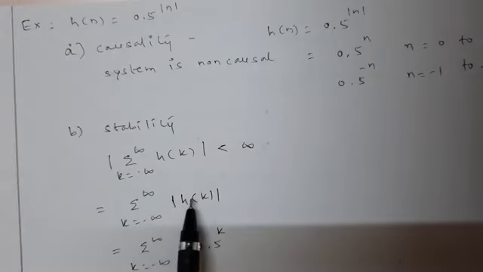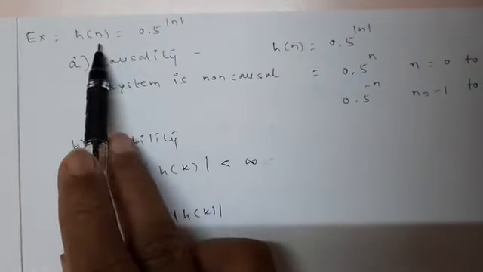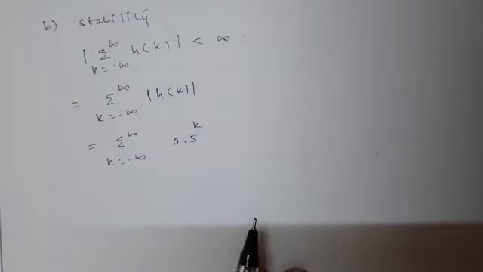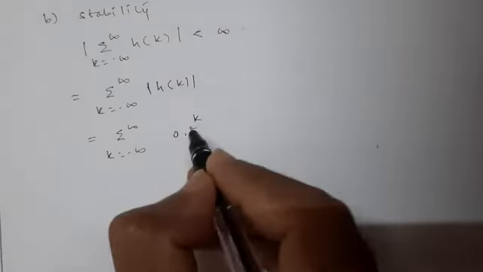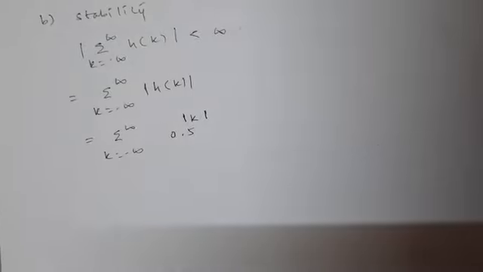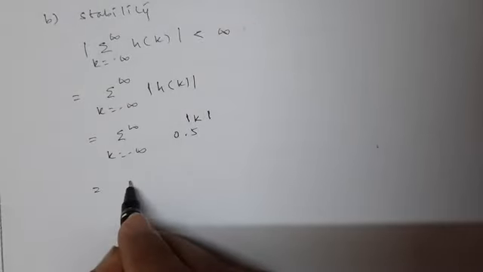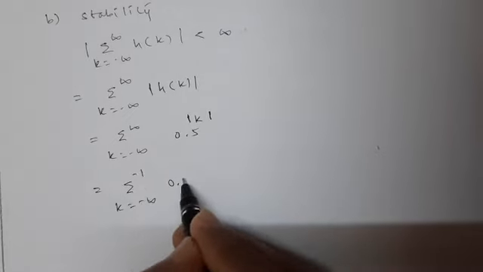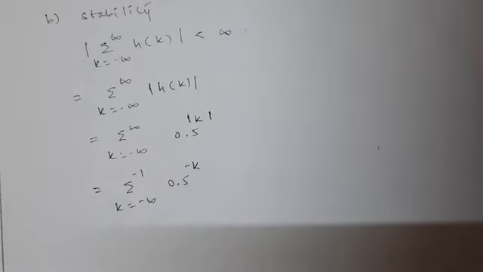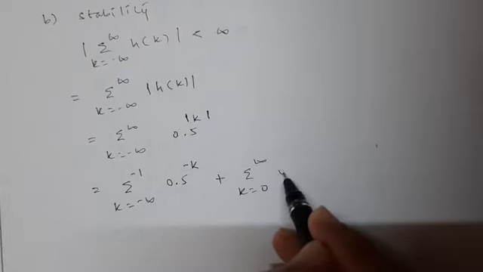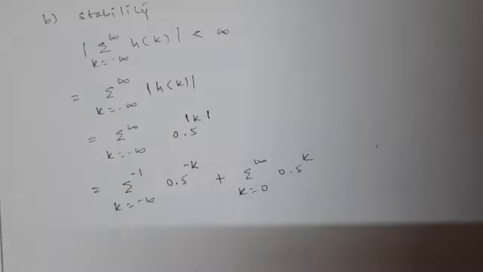H of k means replace n by k, or you can keep it here also. Magnitude of h of n also, if you can take it, no issues. Okay, 0.5 to the power magnitude of k is nothing but summation k equal to minus infinity to minus 1, 0.5 to the power minus k, which I told previously, plus summation k equal to 0 to infinity, 0.5 to the power plus k.